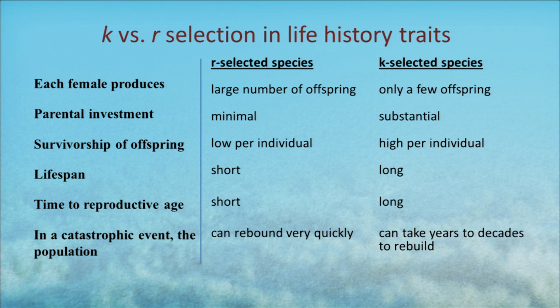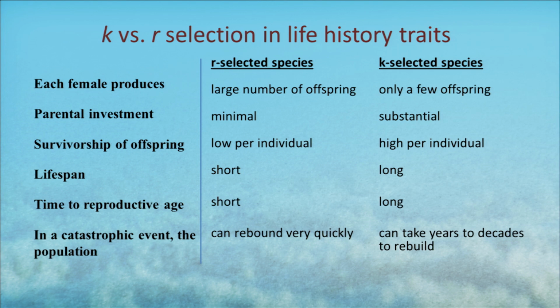So what about lifespan? R-selected species tend to have a short lifespan. They also have a short amount of time before they're reproductively ready, simply because they don't live very long, so they better be reproductive pretty quickly or they're going to lose out on that window of time, where K-selected species tend to have a longer lifespan, and usually it's years before they're reproductively active.